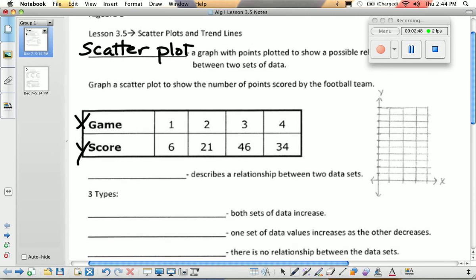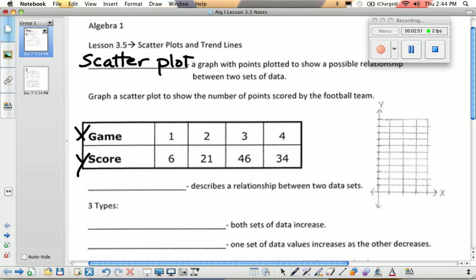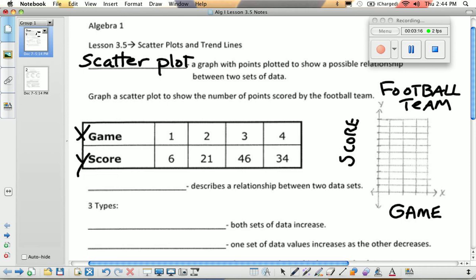So the first thing we want to do is give this scatter plot a title. What's this data about? Where does it come from? A football team. This is about the football team. And we decided that the x-axis is going to represent the game, and the y-axis is going to represent the score of that game. So we first have to title it. We need to assign the variables to which of the 2 data sets is going to be the x's, which ones are going to be the y's. Put those titles on the axes.